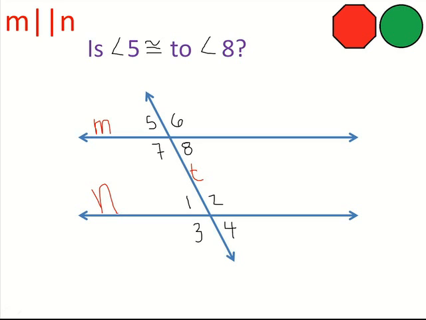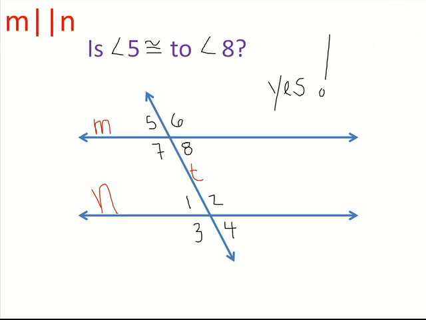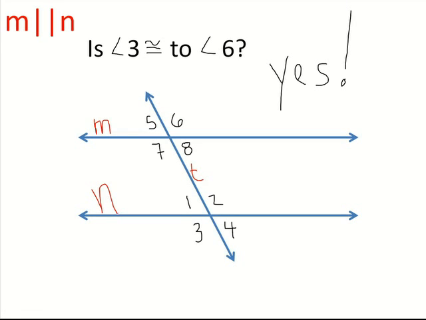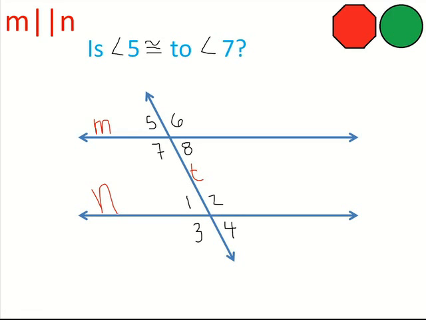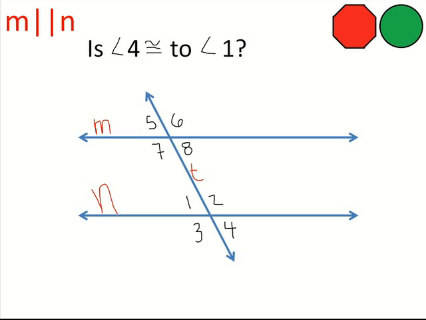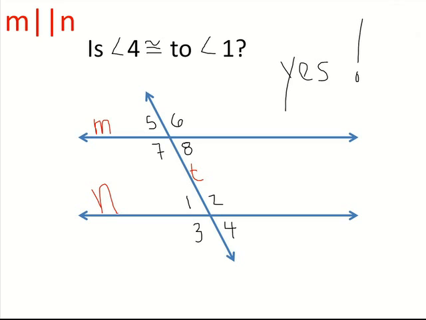Is angle 5 congruent to angle 8? Yes. Vertical angles are congruent. Is angle 3 congruent to angle 6? In other words, this angle here, is it congruent to this angle here? And the answer is yes. Is 5 congruent to 7? No, they are supplementary. Is 4 congruent to 1? Yes.